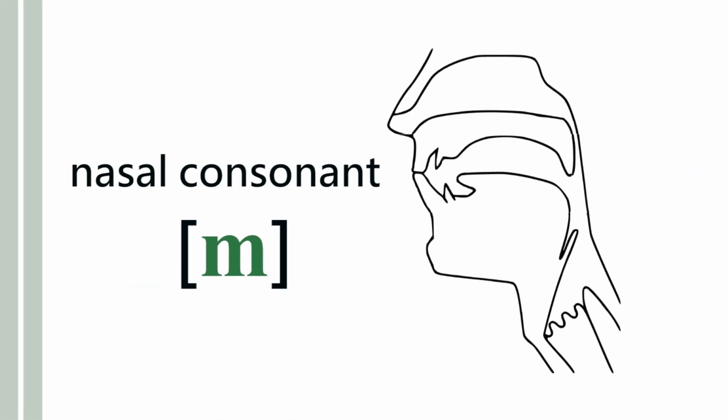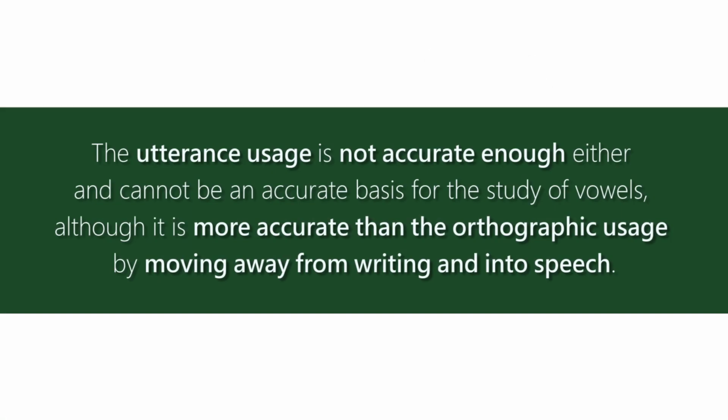You can even pronounce the nasal consonant m without any vowel. You can continuously say mmm. Again, we don't need a vowel to pronounce that, but still it's a consonant. Therefore, consonants seem to be at least two groups themselves. Some of them need a vowel to be pronounced, and some of them do not. Therefore, the utterance usage is not accurate.